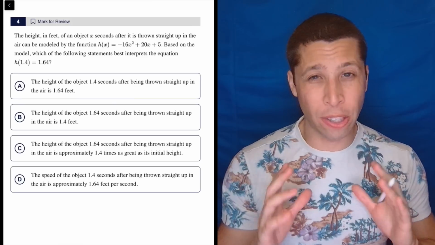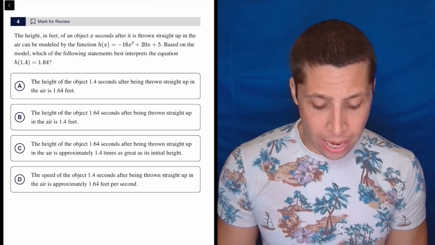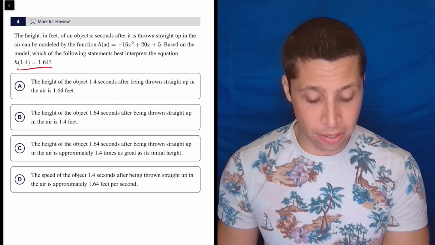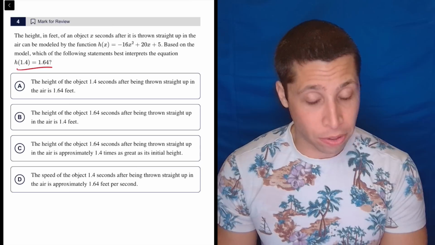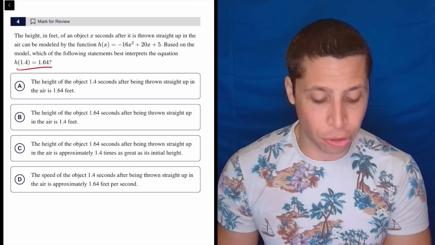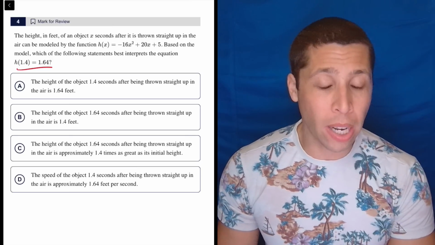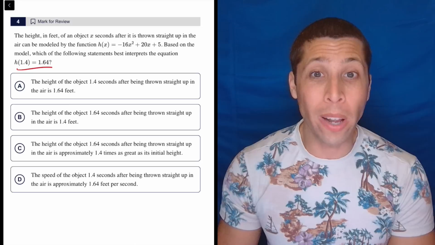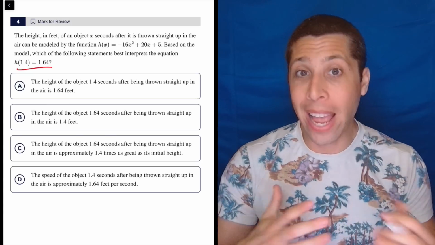The first thing I recognize when I glance at this question is that I'm basically given a point, right? This is in function notation, but it's a point. So they're going to ask me to interpret that. Let's read the full question, but I already know that a lot of this is going to come down to what my units are for my x and y coordinates.